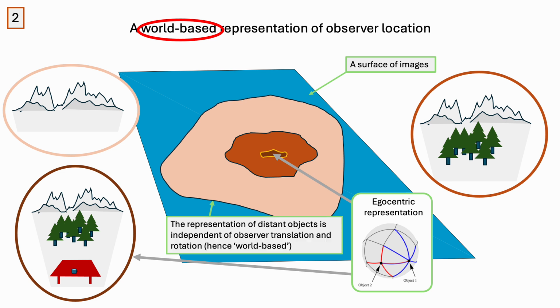So the representation of distant objects upon which this hierarchical address is founded is independent of observer translation, that's movement of the head as you walk around, and independent of rotation, that's you making eye movements. And in that sense, it's world-based. Of course, it's not a 3D representation, but in the sense that I'm talking about here, it is world-based. It's not affected by movements of the observer.